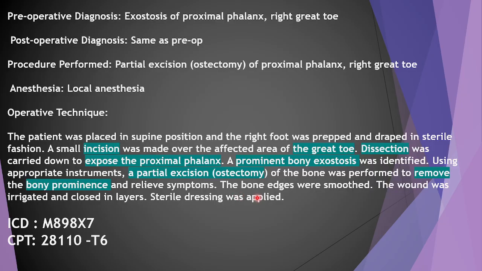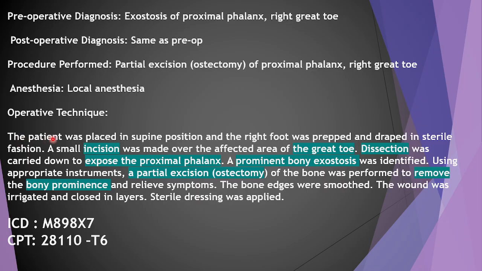So here is an OP report of the Bunion procedure. Okay, 2821110. So the diagnosis is exostosis of the proximal phalanx, right great toe. Post-operative diagnosis, procedure performed: partial excision ostectomy of the proximal phalanx, right great toe. Anesthesia, local anesthesia.